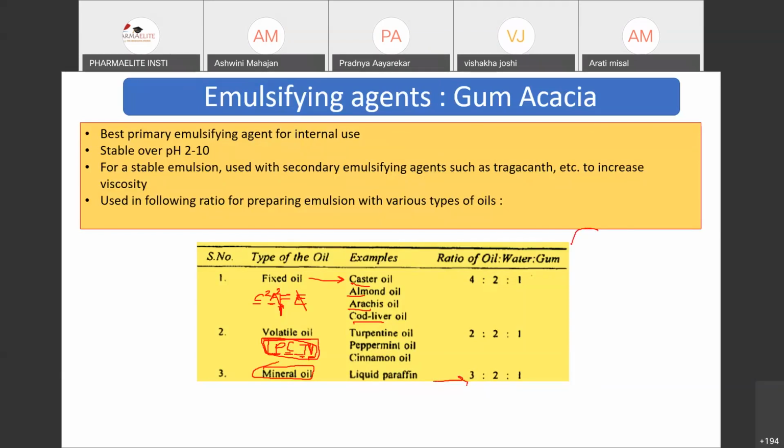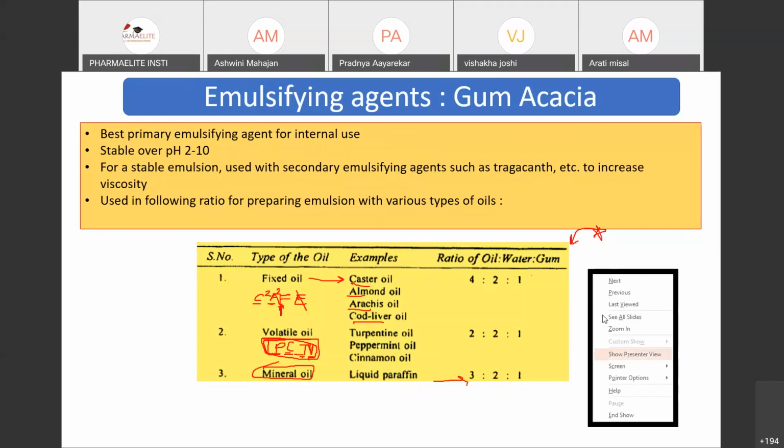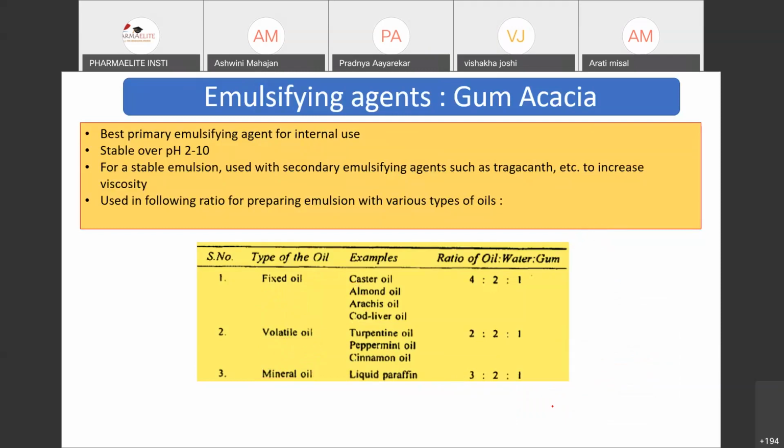Memorize this table, put a star on it, you can expect a question from this. Done? Good to go ahead. Anyone who's still here and wants me to wait back? All right, let's go.